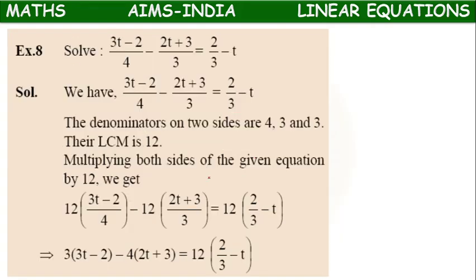Next. Solve: 3t minus 2 by 4 minus 2t plus 3 by 3 equals 2 by 3 minus t.